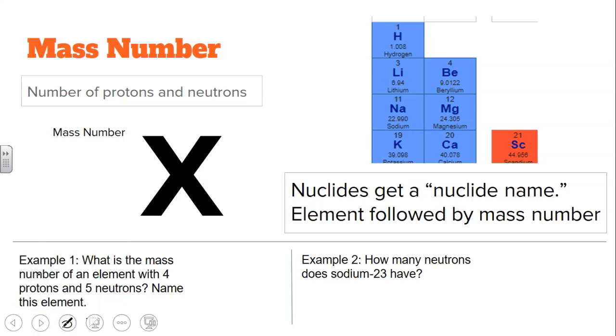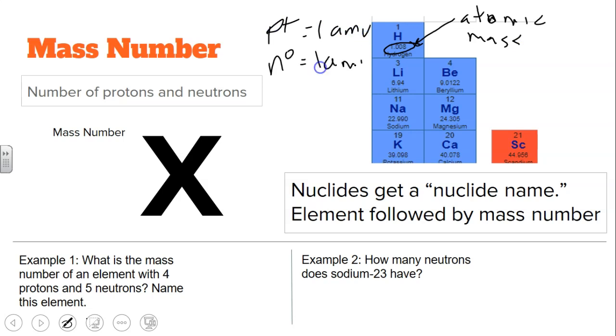If we look here, a mass number is not this number that's down here, okay? This is a different value called the atomic mass. And in order to identify the difference between the two, you'll have to remember that a proton has a relative mass of 1 AMU. A neutron has a relative mass also of 1 AMU, and an electron has a relative mass of no AMU.